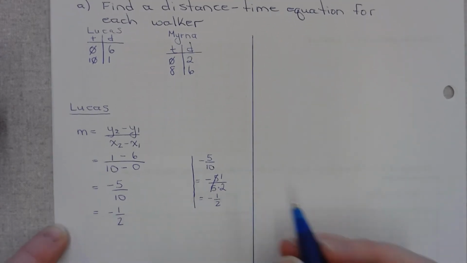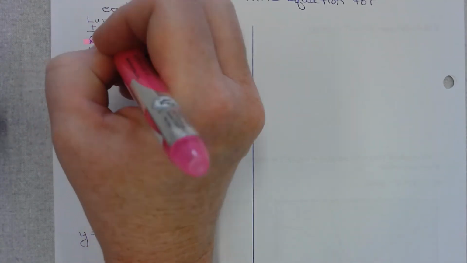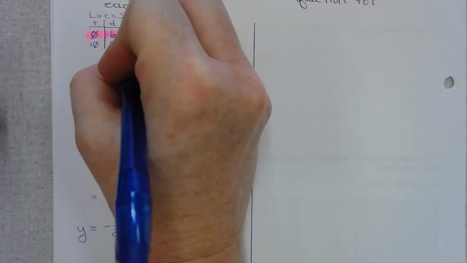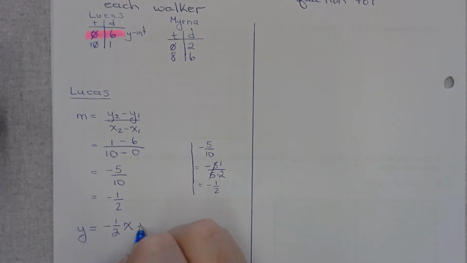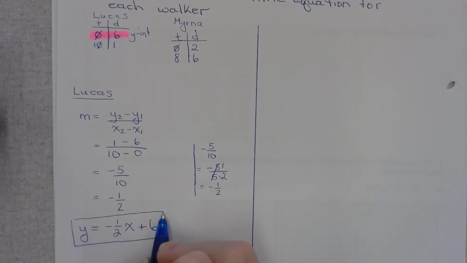So that means that Lucas's equation is going to be y equals -1/2 x. And in this case, I'm very lucky. I already know the y-intercept because I know that when x is 0, y is 6. That has to be the y-intercept. So I'm going to add 6 to this equation. So y equals -1/2 x plus 6.